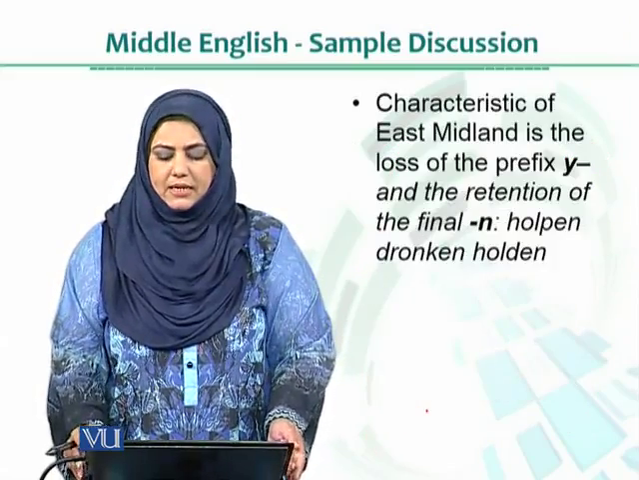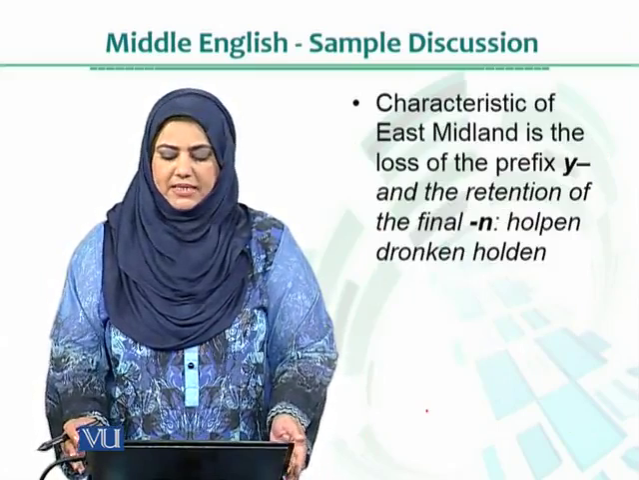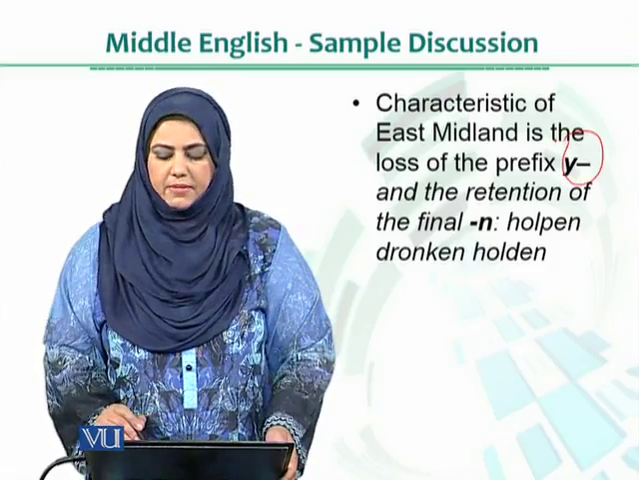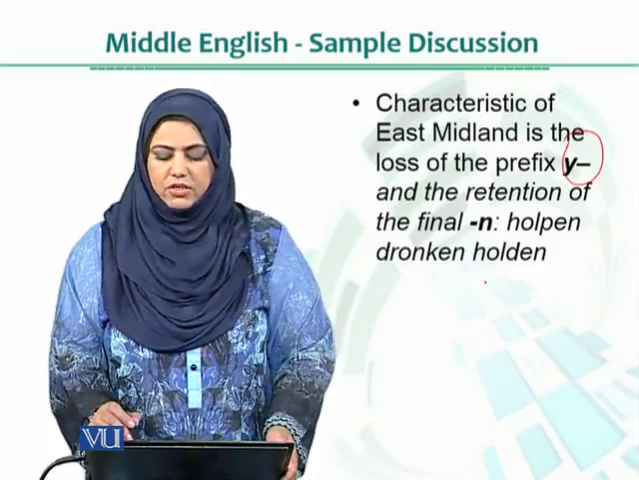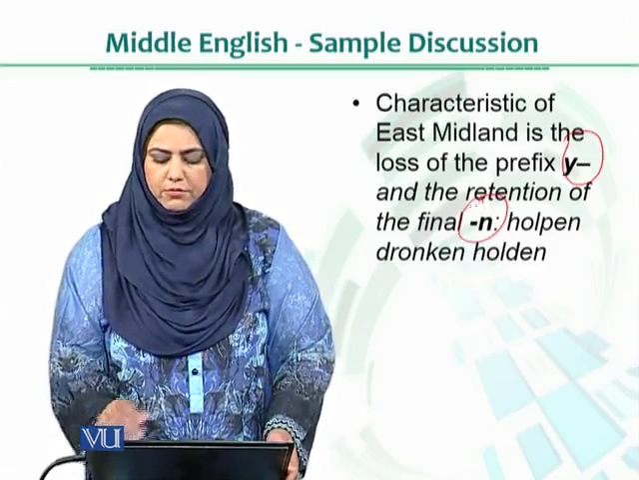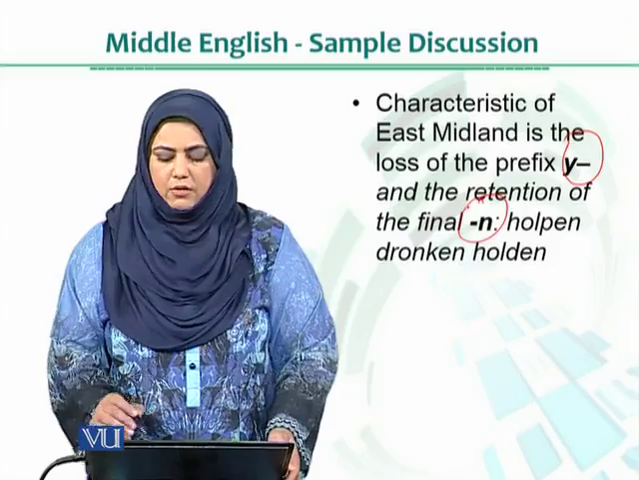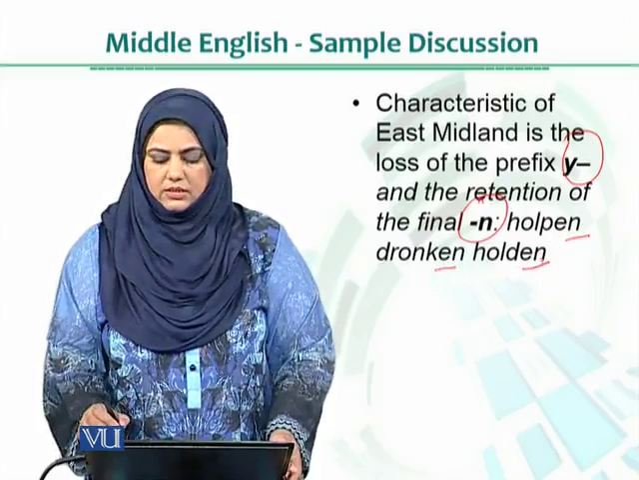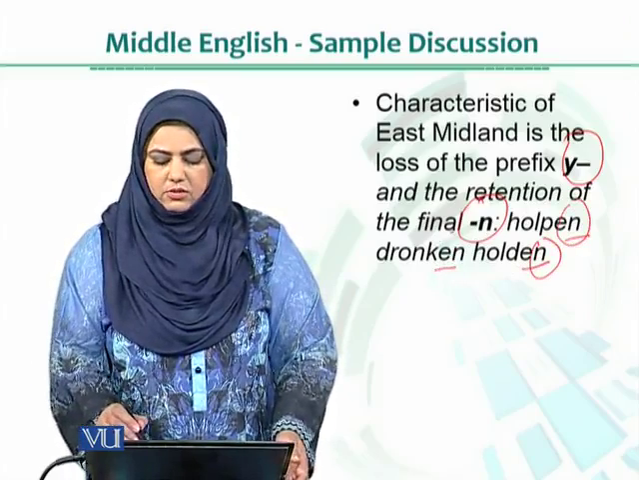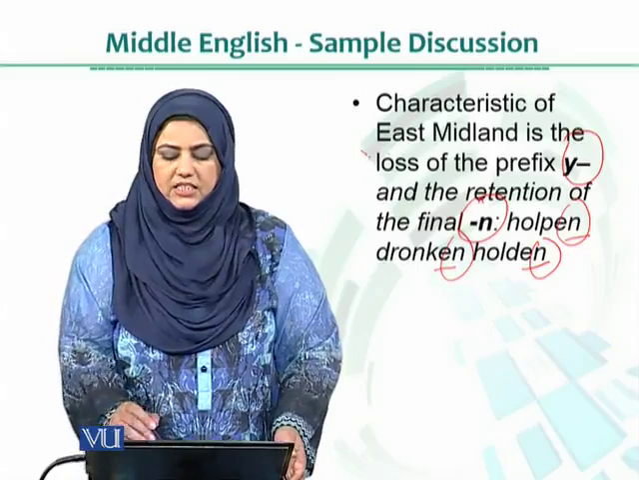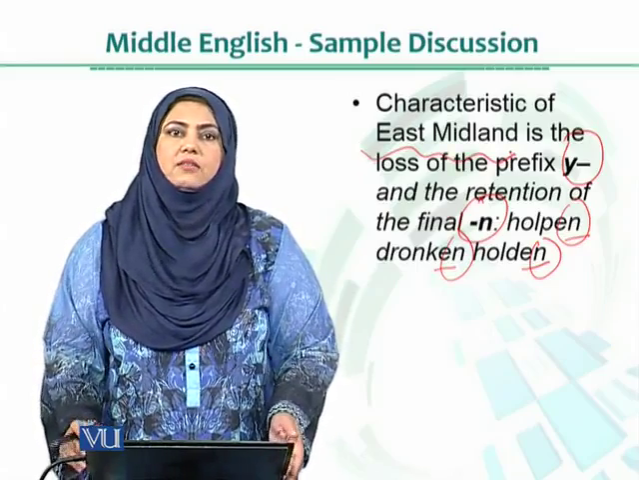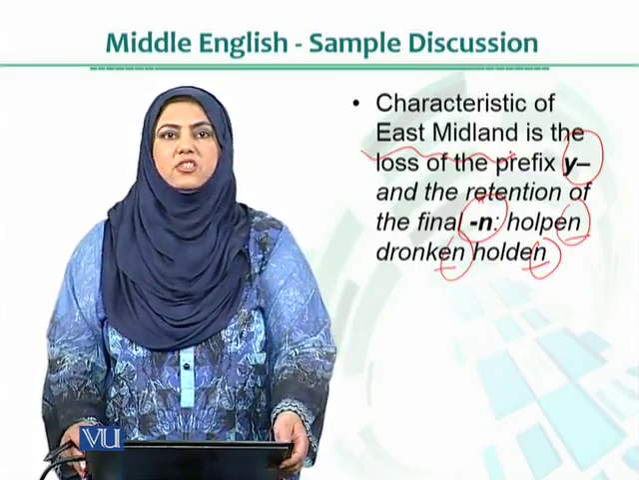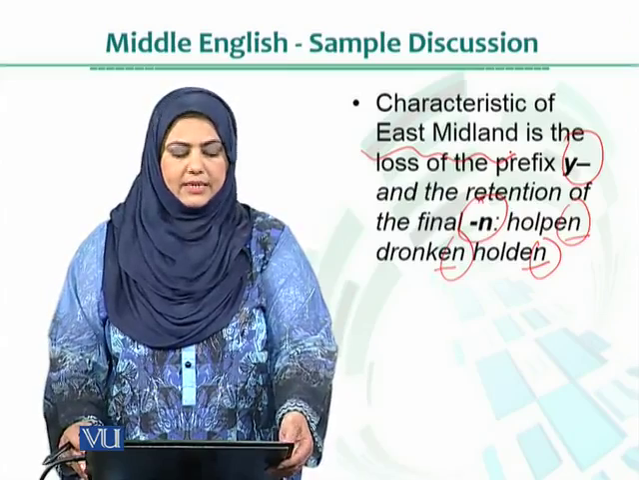Characteristics of Midland English, that is the East Midland English, include the loss of the prefix y. This is one characteristic that you need to notice. The second is the retention of the final n. For example, holpen, drunken, holden. This retention is a characteristic of the East Midland English, which was mainly the English used in London, and that became the standard English during the latter half of the Middle English period.